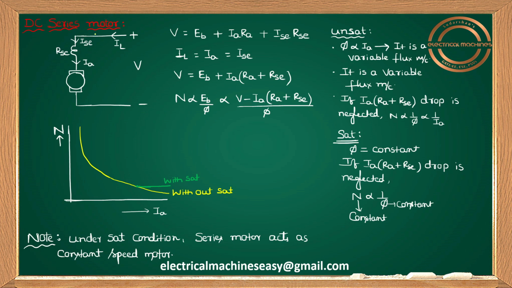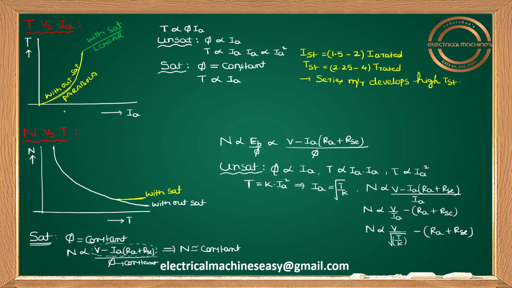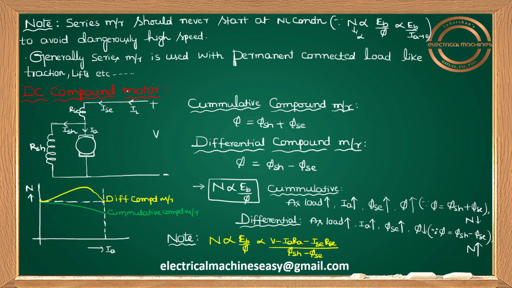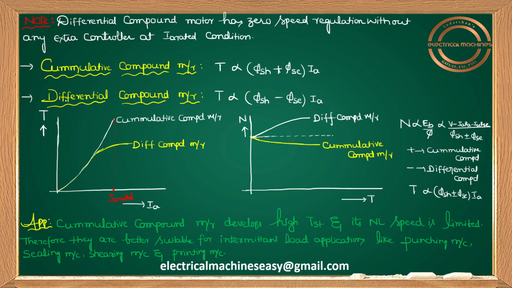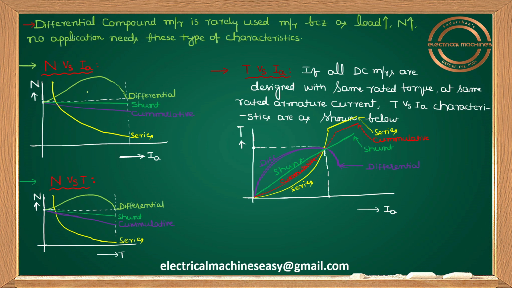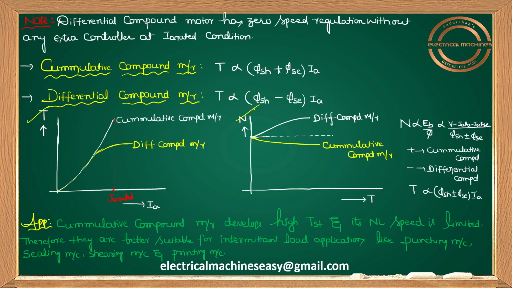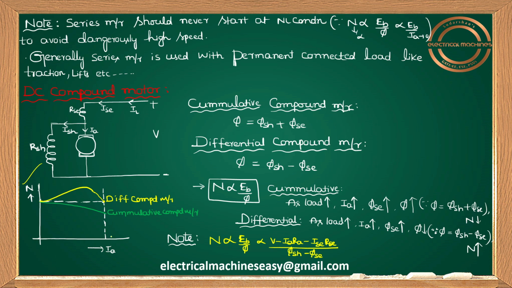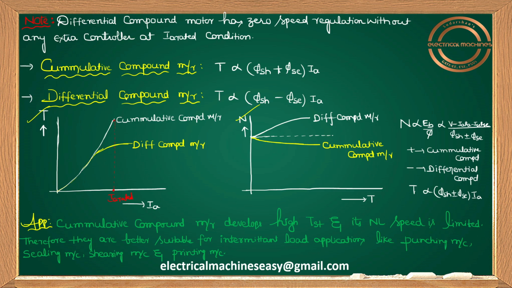Similarly, for DC series motor, we'll see the N versus IA curve, next T versus IA and N versus T. Similarly, we'll go for DC compound motor also, N versus IA and T versus IA, and yes, N versus T curve. So this is for cumulative compound motor N versus IA curve, and for differential compound motor N versus IA curve. Let us see, if we start we can understand clearly. T versus IA curve, N versus T curve, all those things for differential compound as well as for cumulative compound.